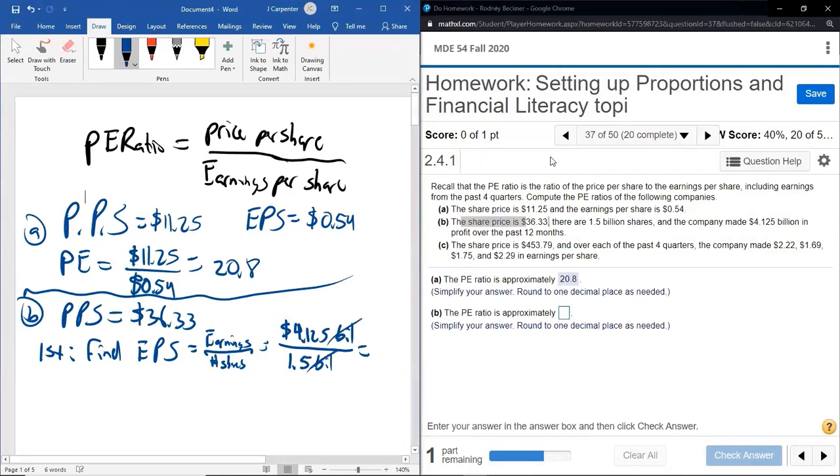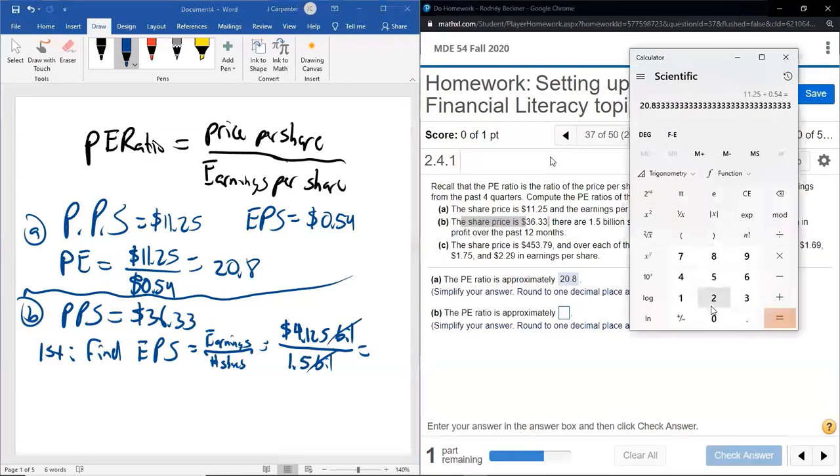The billions will cancel each other out. Otherwise, you would have written 9 zeros, well, 6 zeros for the first one, 125, and then 8 after the 5 for the bottom. Let's clear this. So we got 4.125 divided by 1.5. And we get 2.75. That is our earnings per share.